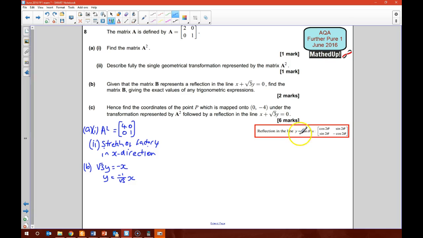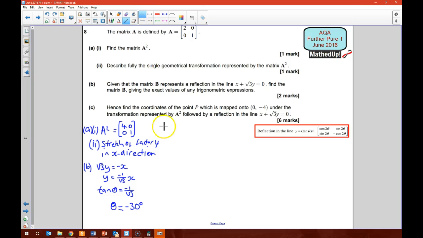So the reflection line in terms of tan theta is when tan theta is equal to negative 1 over root 3. I can now use that to work out theta, and theta is going to be negative 30 degrees. And you can check that in your calculator.